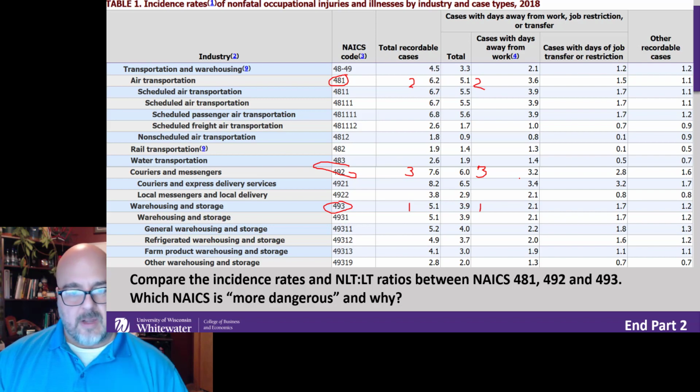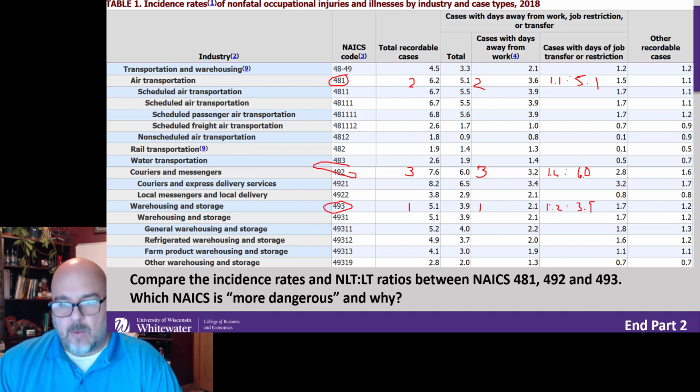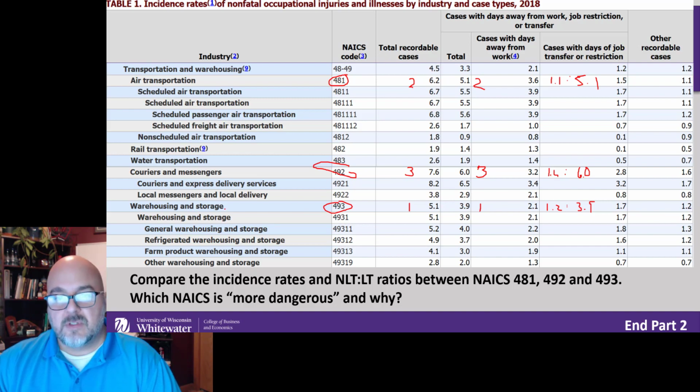Now, if we do the no lost time ratio, up here we are at a 1 to 5. Not good. A 1 to 5 basically. Here we are at 1.6 to 6. Again, not good. But a 1 to 4. 1 to 5, 1 to 4. How's this one? 1.2 to 3.9. About a 1 to 3. Well, that one's better. And this is the lowest of all the three. So I would say this is the least dangerous. The most dangerous would have to be the 3.